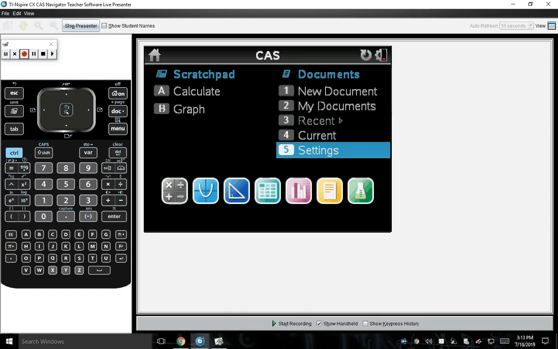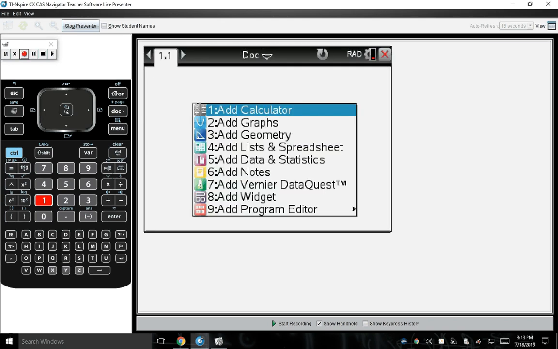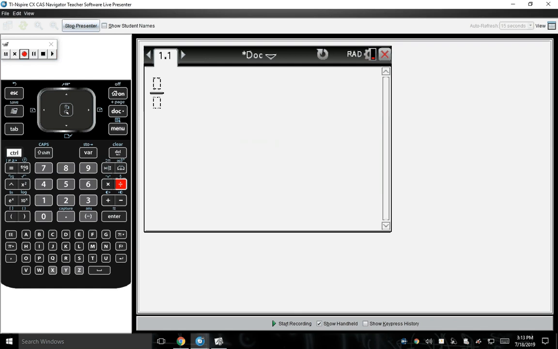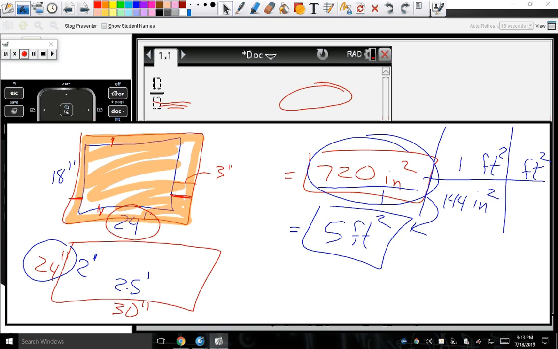Alright, so in our calculator, 1 for new document, no to unsaved changes. Let's go ahead and add a calculator page. We're going to do the conversion factor. If we go back to the problem, we are doing 720 over 144. And you get 5. Is that correct? Okay, so 5 square feet.